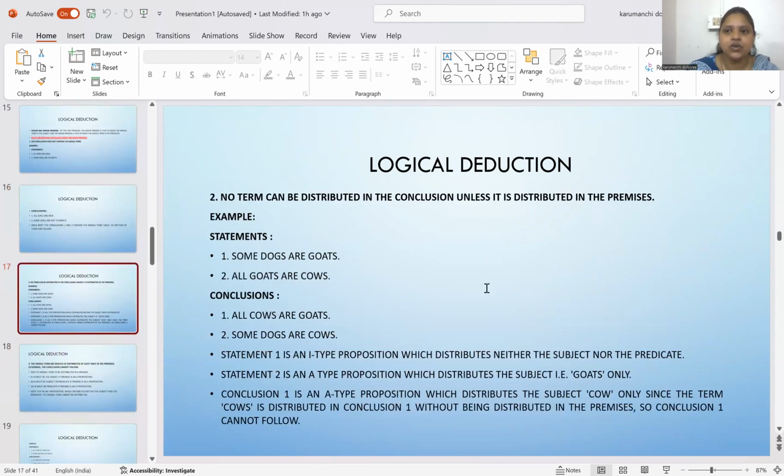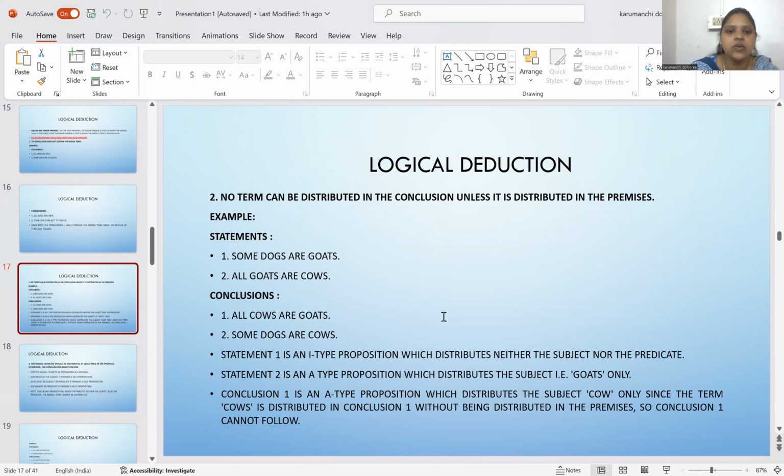And the second rule is no term can be distributed in the conclusion unless it is distributed in the premises. In this example, the first statement is some dogs are goats, and the second statement is all goats are cows. In conclusion, all cows are goats, some dogs are cows. Statement 1 is an I-type proposition, which distributes neither the subject nor the predicate. Statement 2 is an A-type proposition, which distributes the subject, that is goats only.